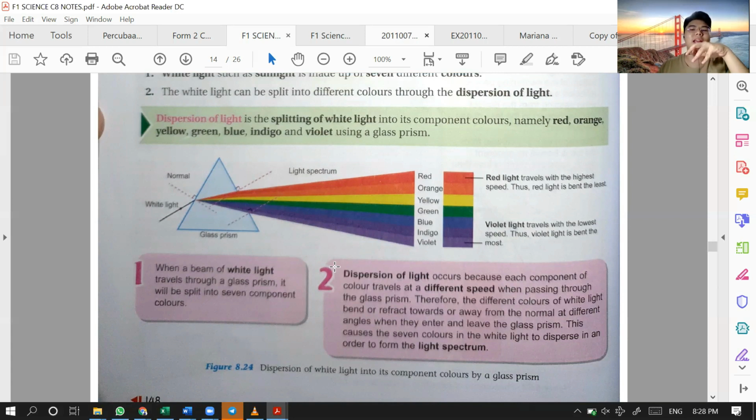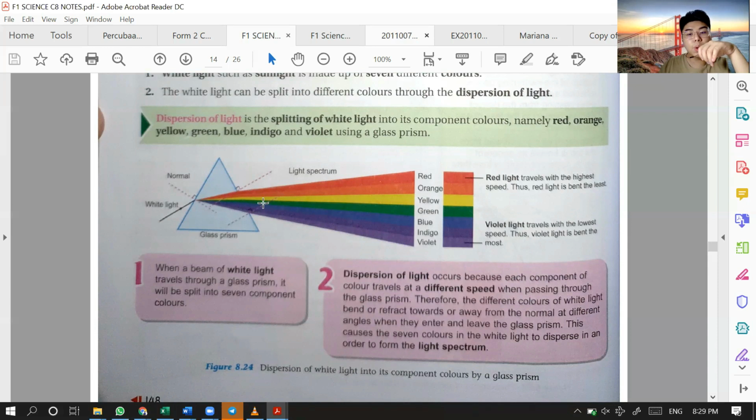Every day they drink their coffee, nothing much to do. They play with their glass prism. And when they played with the glass prism, nicely there was sunlight shining. Then suddenly they saw 7 colors coming out. And that is when they found out that white light is made out of 7 colors.